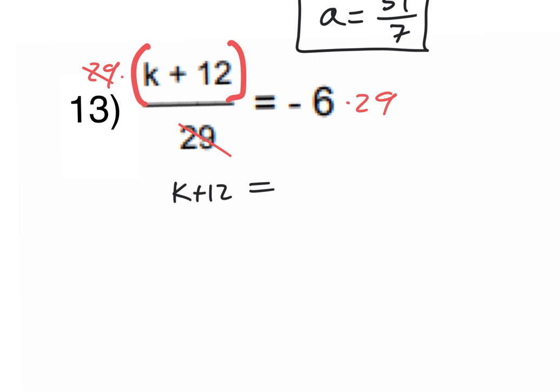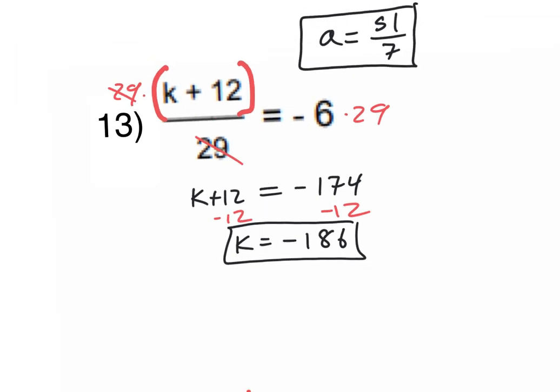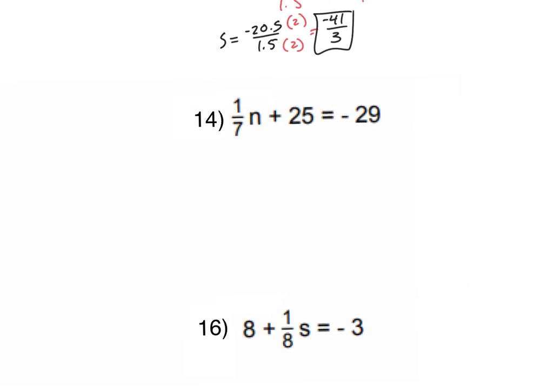Which, don't worry, I had to go to my calculator too. That's negative 174. I'm sure you could work it out, but if you have a calculator handy, this is what it's useful for. And then I'm going to subtract 12 from both sides. And I get k equals negative 186. Boom. That was easy. All right, that's 13. Let's take a look at 14 real quick.